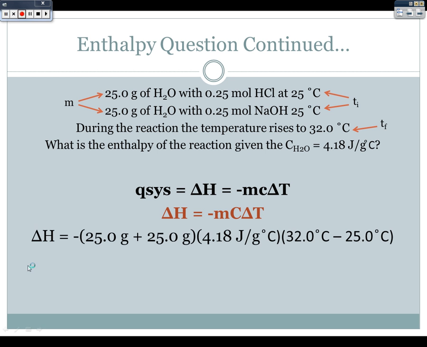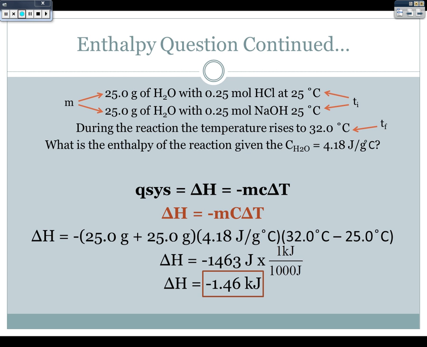So delta H is going to be equal to negative, and then we say 25 plus 25 grams times 4.18 joules per gram degree Celsius times 32.0 degrees Celsius minus 25 degrees Celsius. And you get negative 1,463 joules. But they asked for the answer in terms of kilojoules. So if we divide by 1,000, we're going to get it in terms of kilojoules. And so our answer is that the change in enthalpy of this reaction was negative 1.46 kilojoules. Okay, not too hard. We're just using Q in a different way now.